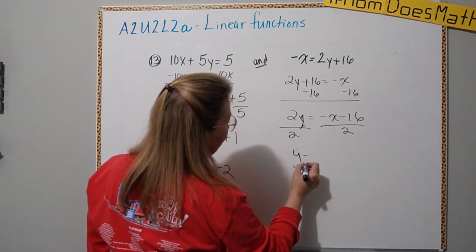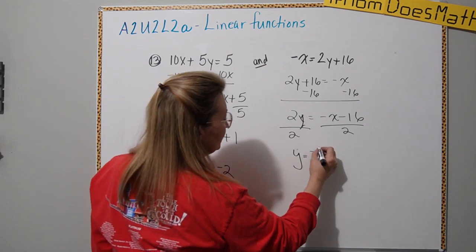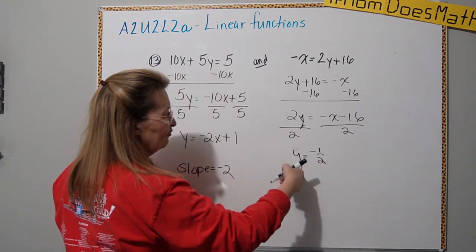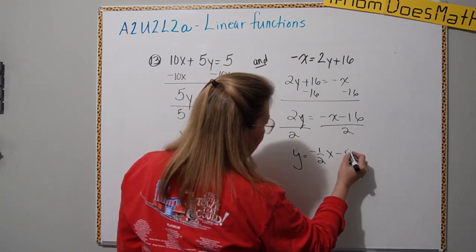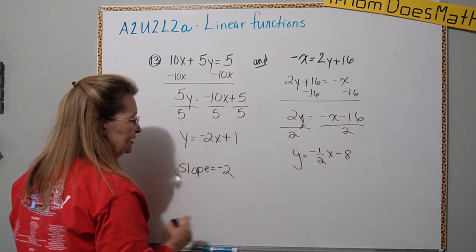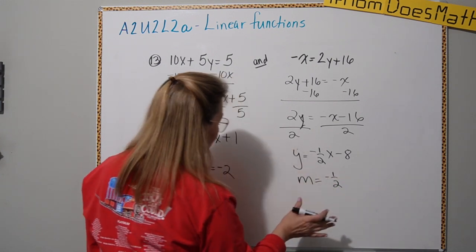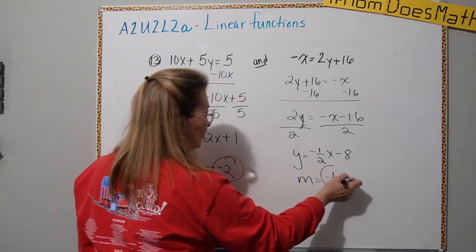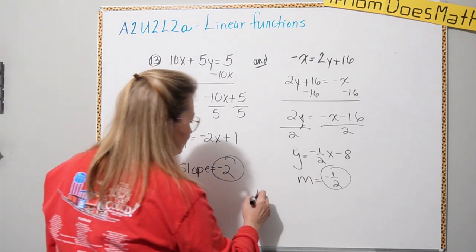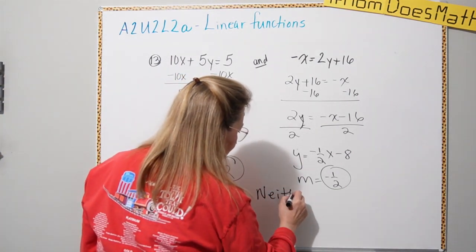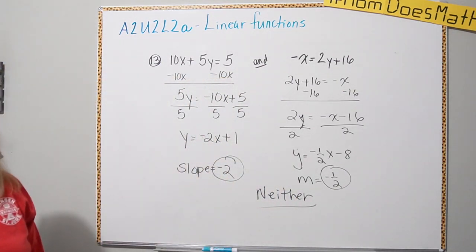So I'm going to have y is equal to, now remember when you've got -x over a number, to get the slope, it's going to be a fraction form. So this is -1/2 x minus 16 divided by 2 is 8. All right. So my slope here is -1/2. Now be careful. They are reciprocals, but they both have the same sign. So this is going to be a neither. It is not parallel, nor is it perpendicular.